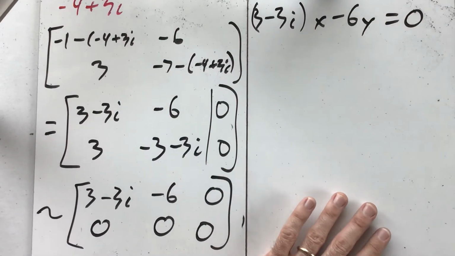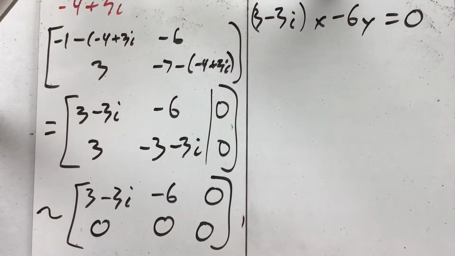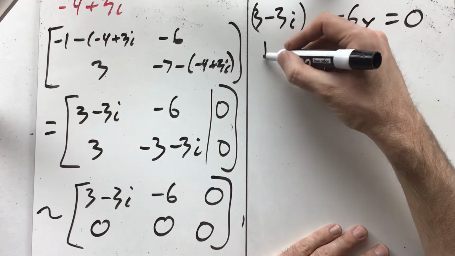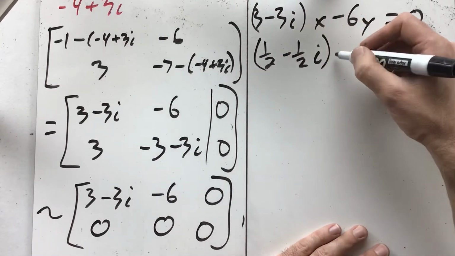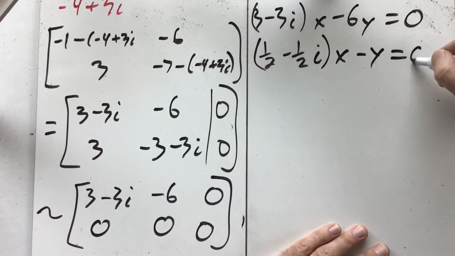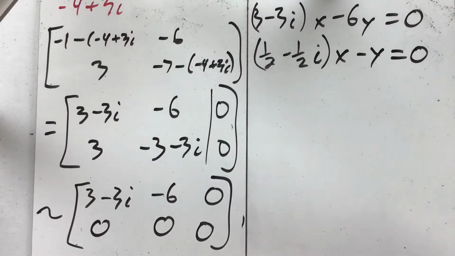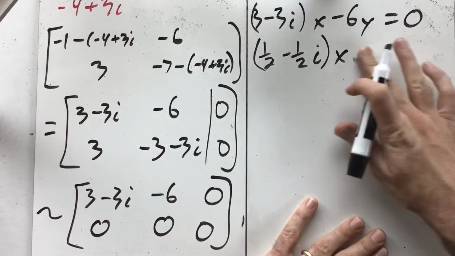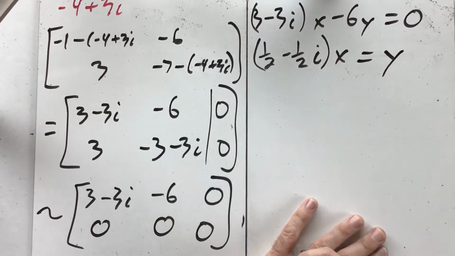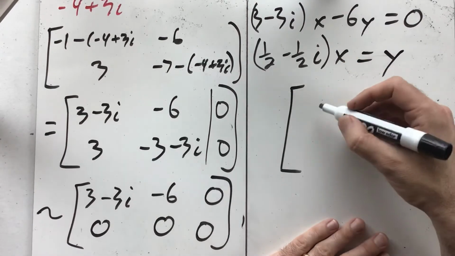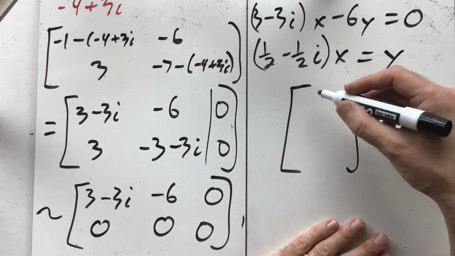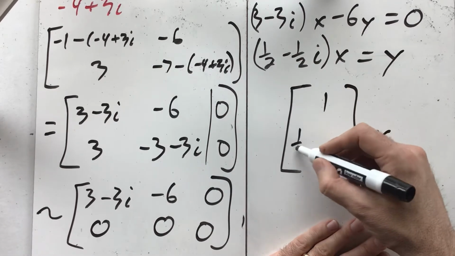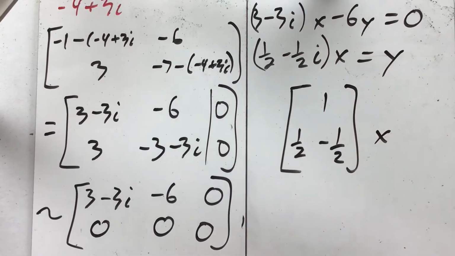I could divide by 6. Maybe I should. Yeah, maybe I should. So that gives us (1/2 minus 1/2 i)x minus y equals 0. That looks like it's going to be a lot prettier, doesn't it? And so this is actually equal to y. And so then I get my solution, which is x is my free variable, and x is equal to 1, and y is equal to 1/2 minus 1/2 i.